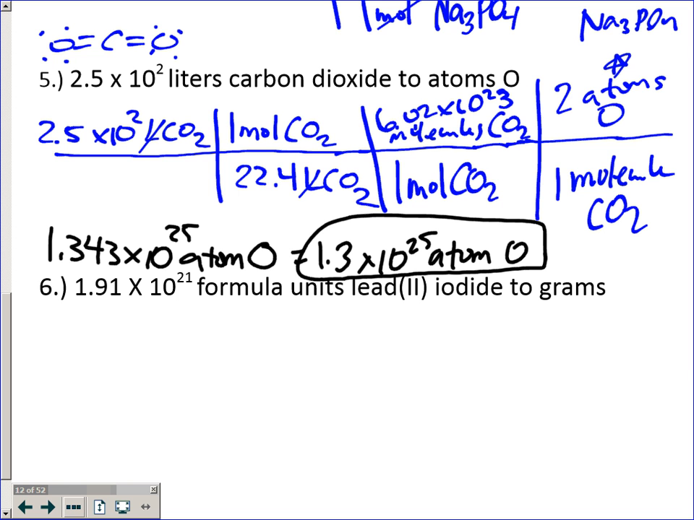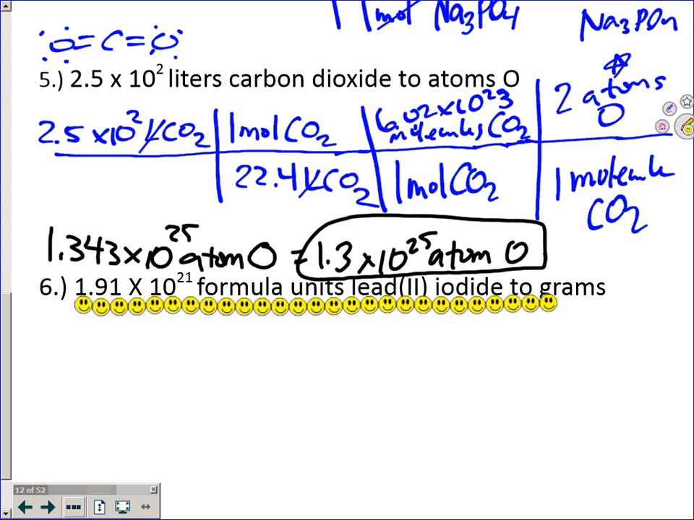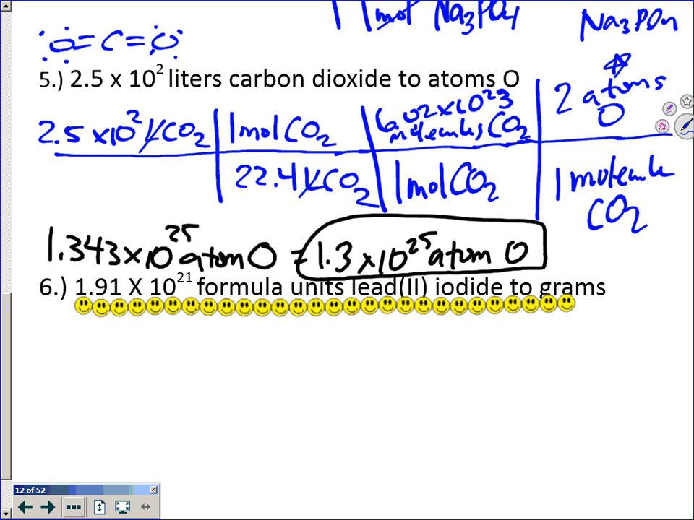All right, come back to me. Calculating 6, 2, 1. Back to me. I was going to try to write with it, it wasn't worth it. Okay, so 1.91 times 10 to the 21st formula units. Well, that's just an ionic particle type. Okay. So, what's lead iodide?